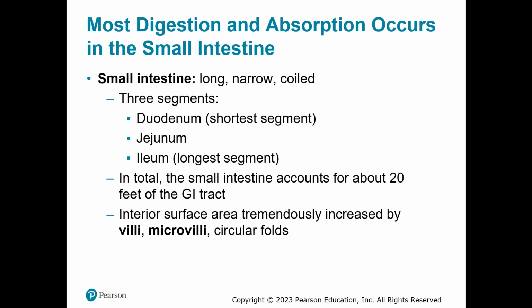It's a long tube already, being 20 feet in length, but the interior surface has all kinds of ridges and finger-like projections and circular folds and all kinds of things in it to increase the surface area. And the reason that we want to have a nice big increased surface area here is to make it really efficient to both digest and absorb nutrients. So the more surface area we have, the better we are at absorbing those nutrients.